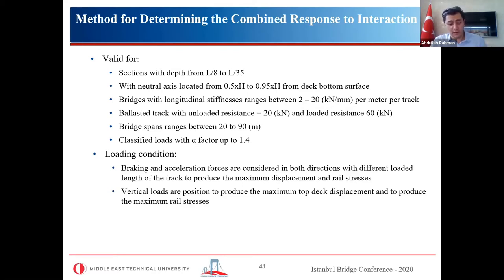The sections have depths varying from L over 8 to L over 35. This study is valid for these sections with the neutral axis varying from 0.5H to 0.95H, and also for bridges with longitudinal stiffness ranging between 2 to 20 kilonewton per millimeter per meter per track, and for ballasted track with unloaded resistance equal to 20 kilonewton and loaded resistance equal to 60 kilonewton, and bridge spans varying from 20 to 90 meters.